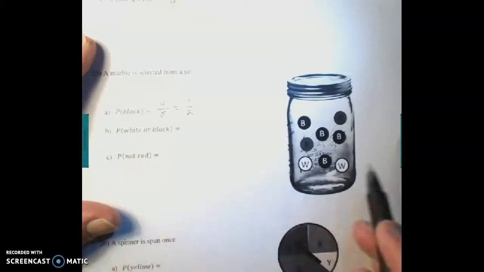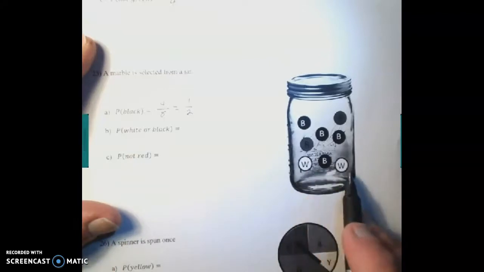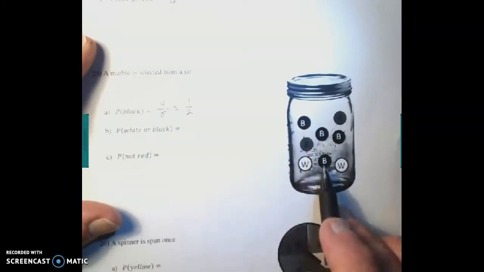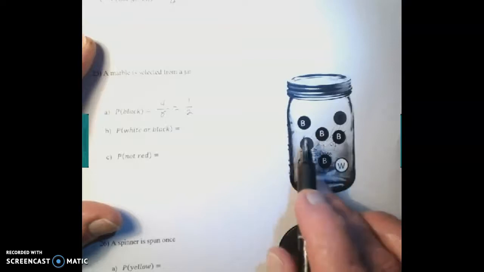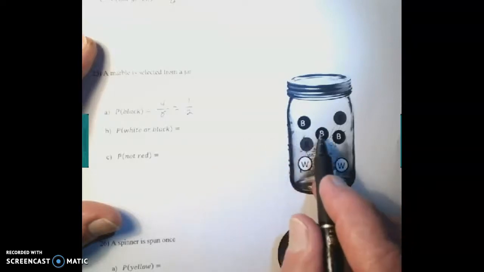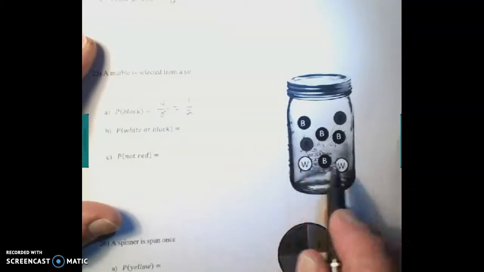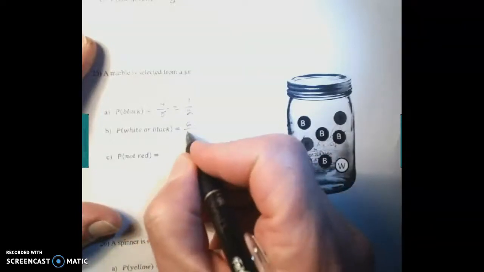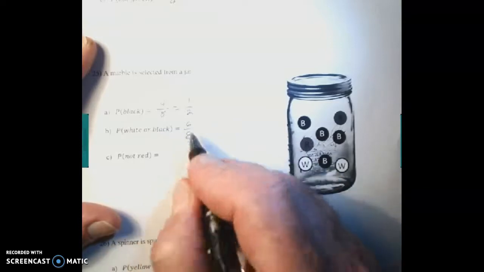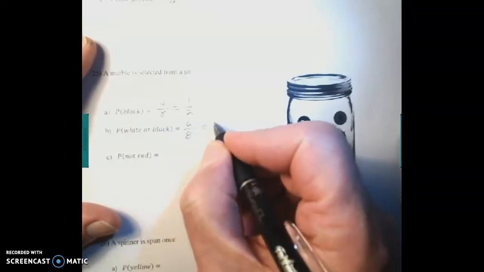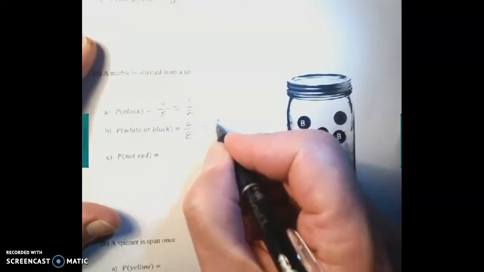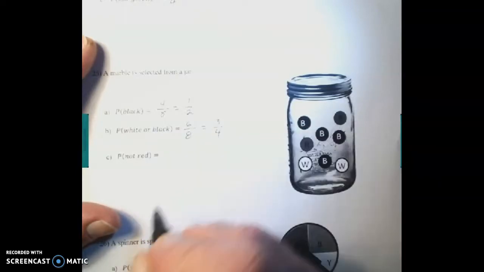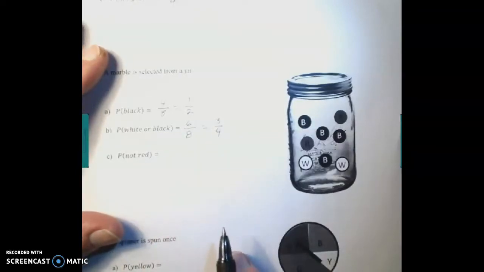Probability of white or black, that would mean white would be acceptable, black would also be acceptable, so that is a 2, 4, 6 favorable out of, again, 8 marbles in the jar. Reduce that, they both divide by 2, and you get 3/4 probability of white or black.